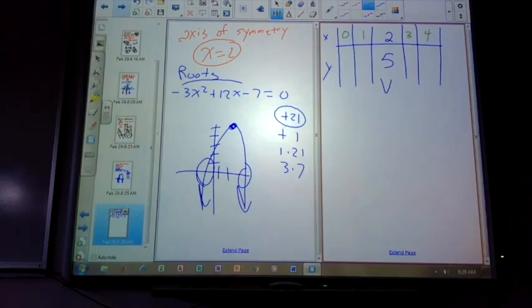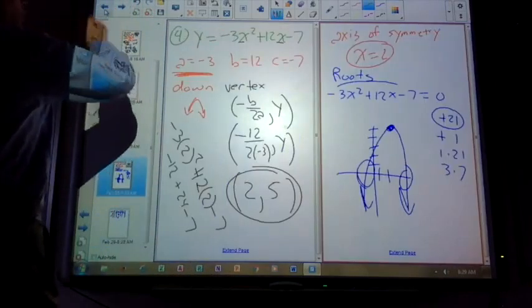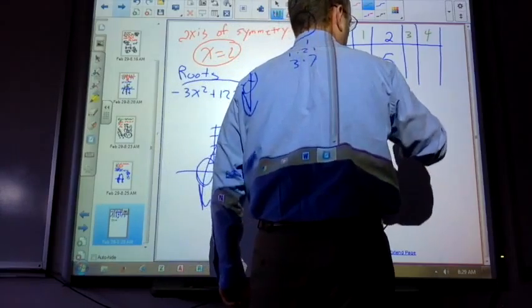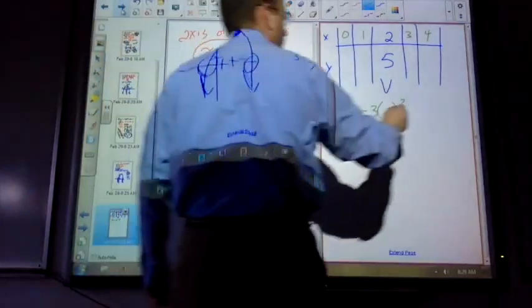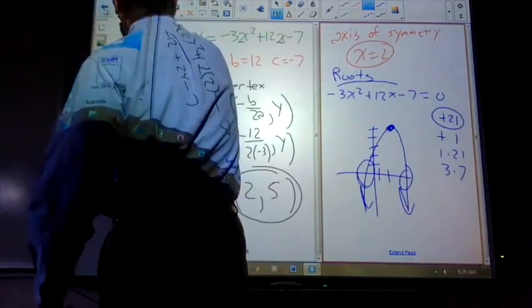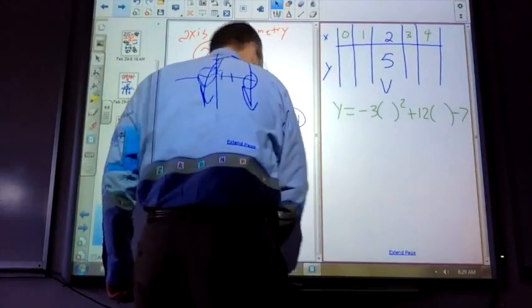All right. So I'm going to take those values. I'm going to plug it into the original. My original was negative 3x squared plus 12x. What is it? Minus 7. Perfect. Okay, let's try and plug these values in.